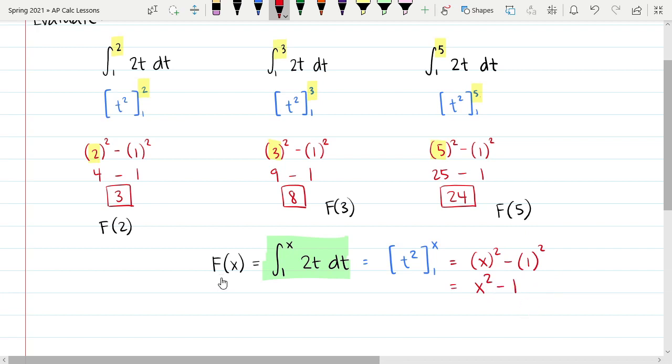So this original big F of x, defined as the definite integral from 1 to x of 2t dt, is equivalent to this function, x squared minus 1. Notice big F of 2 would be 2 squared minus 1, which is 3. Big F of 3 would be 3 squared minus 1, which is 8. Big F of 5 would be 5 squared minus 1, which is 24. That's exactly how I got all these values, and notice how integrating this definite integral gives me another version of the function just in terms of x, but no longer as an integral.